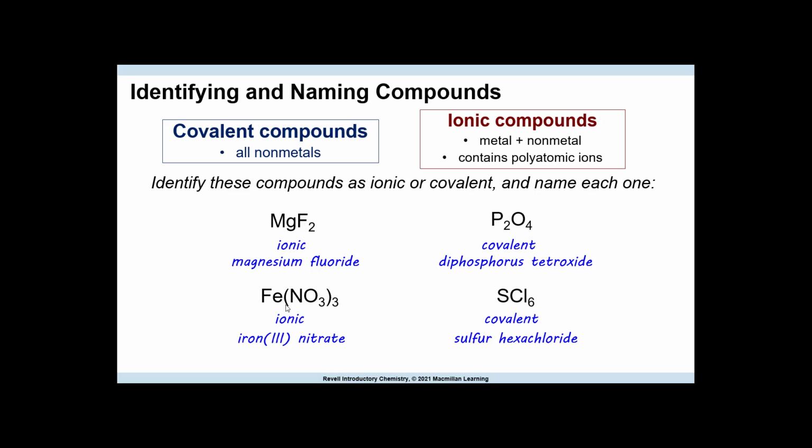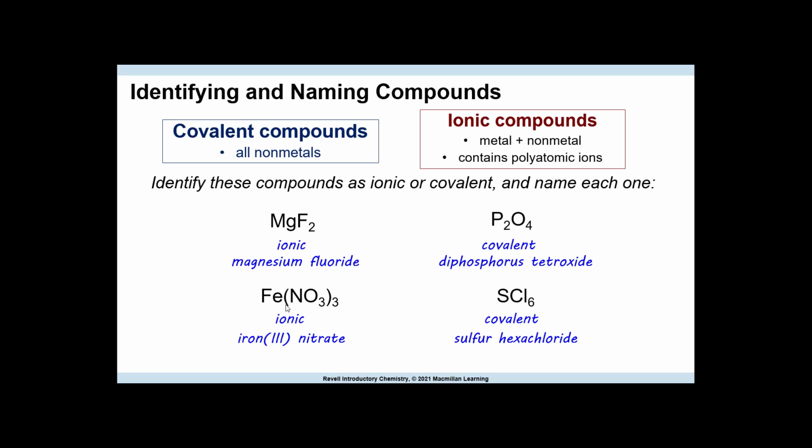Does it contain any common polyatomic ions? If it does, it's ionic. So let's look at these examples. So we have MgF2. That's magnesium fluoride. We have a metal, which is magnesium, and fluoride, which is a nonmetal. So this is an ionic compound.